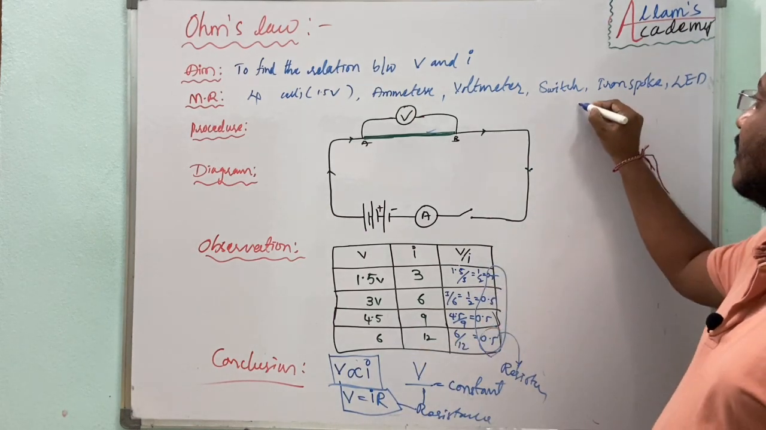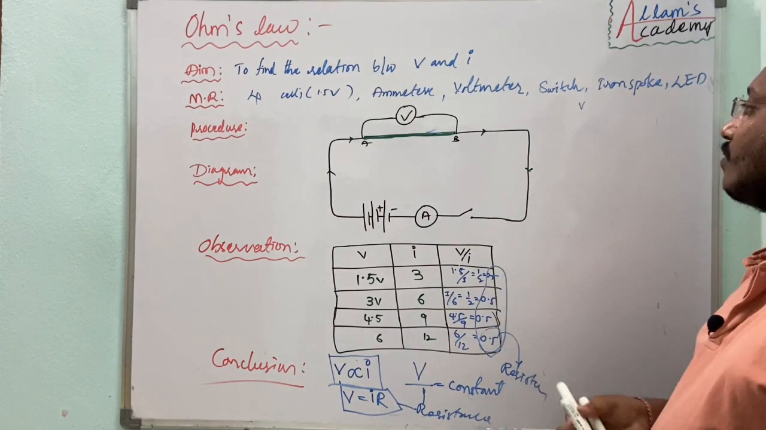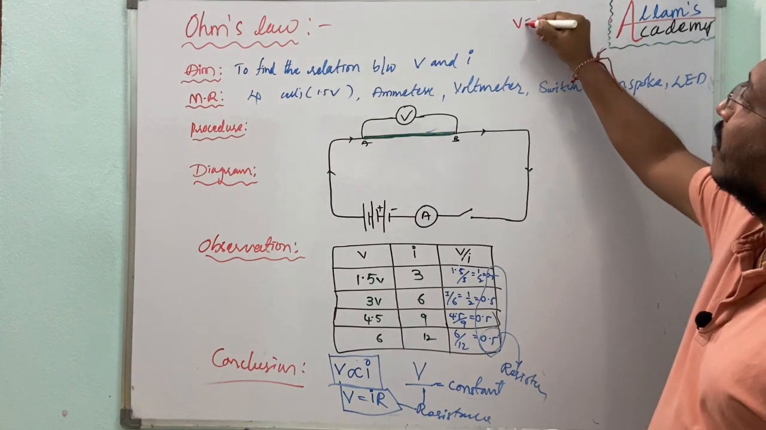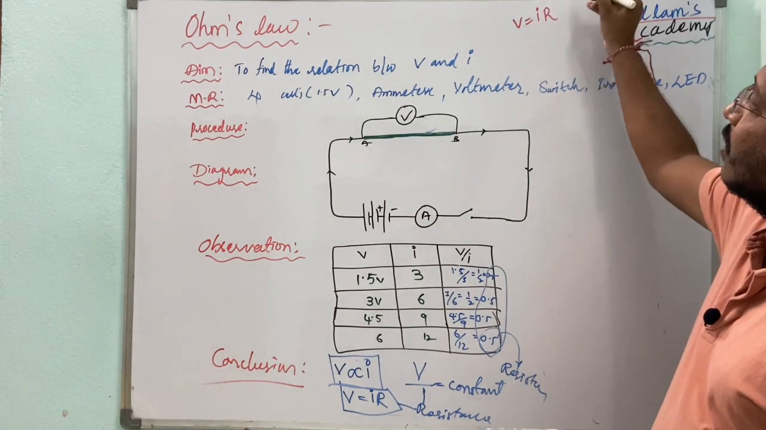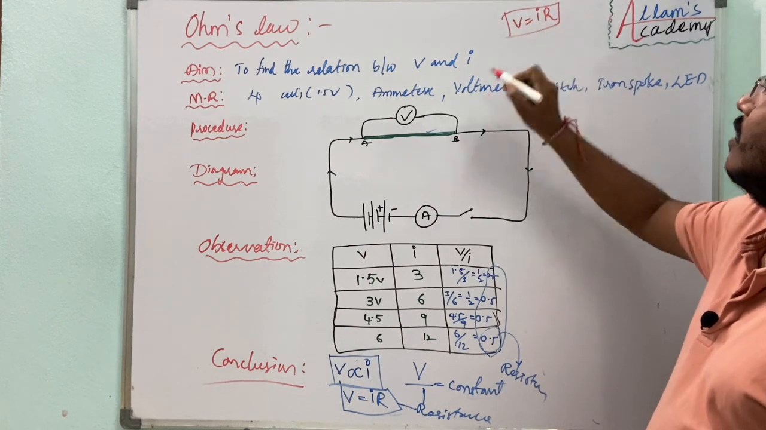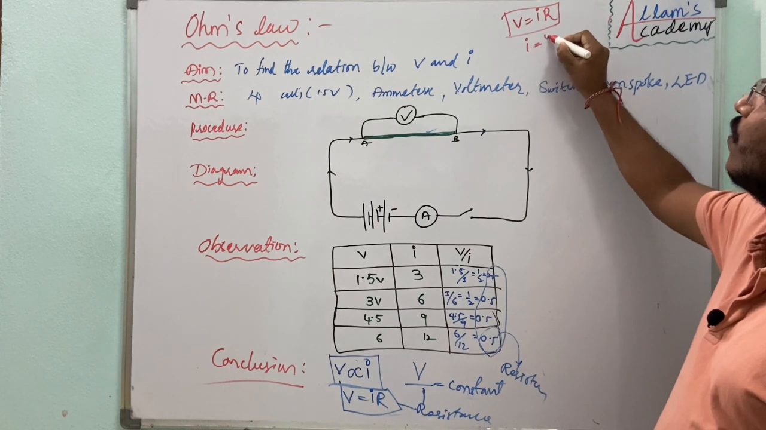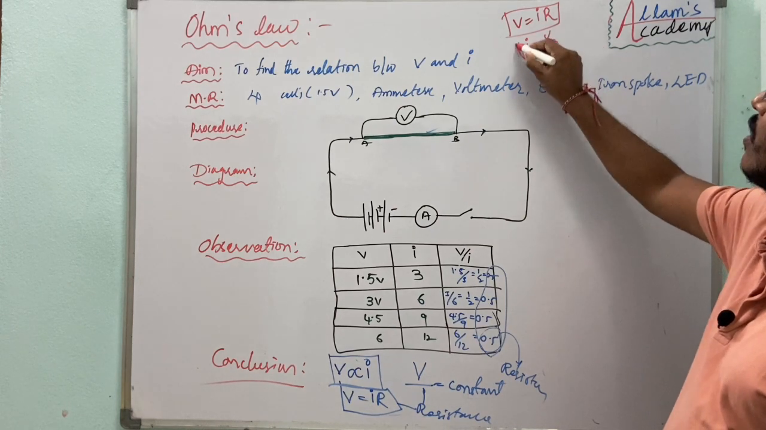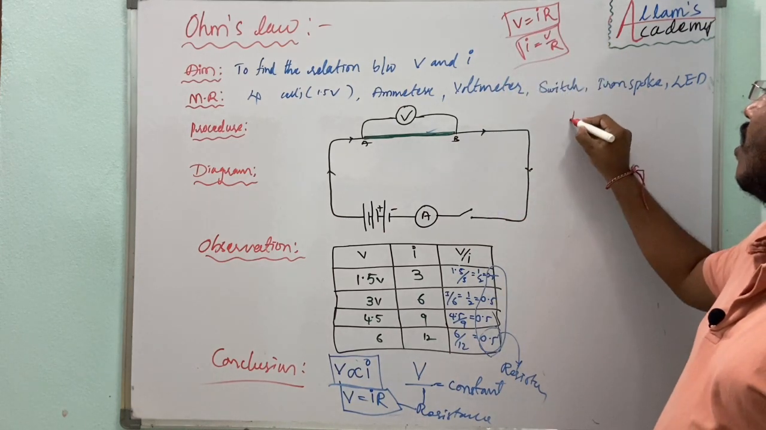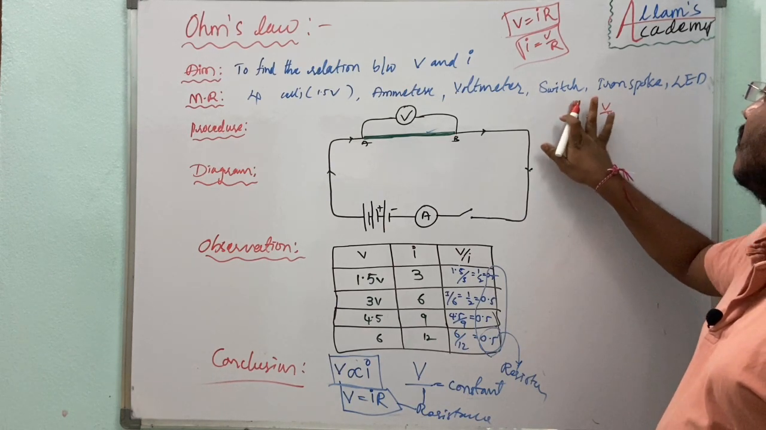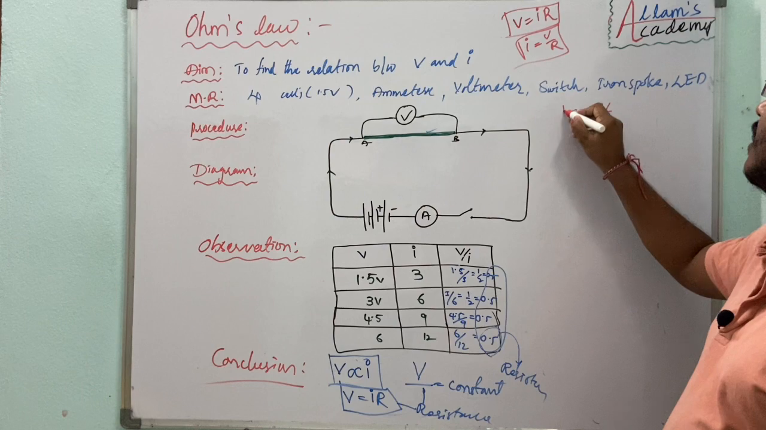So we can write V equal to IR, right? Or if you want to find I, I equal to V by R, and R becomes V by I. R equal to V by I.